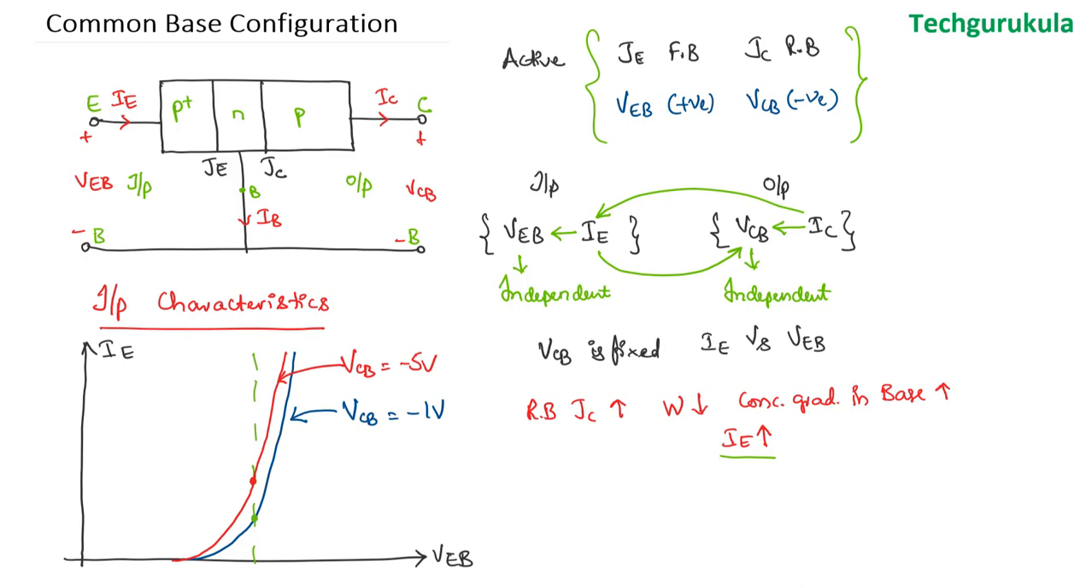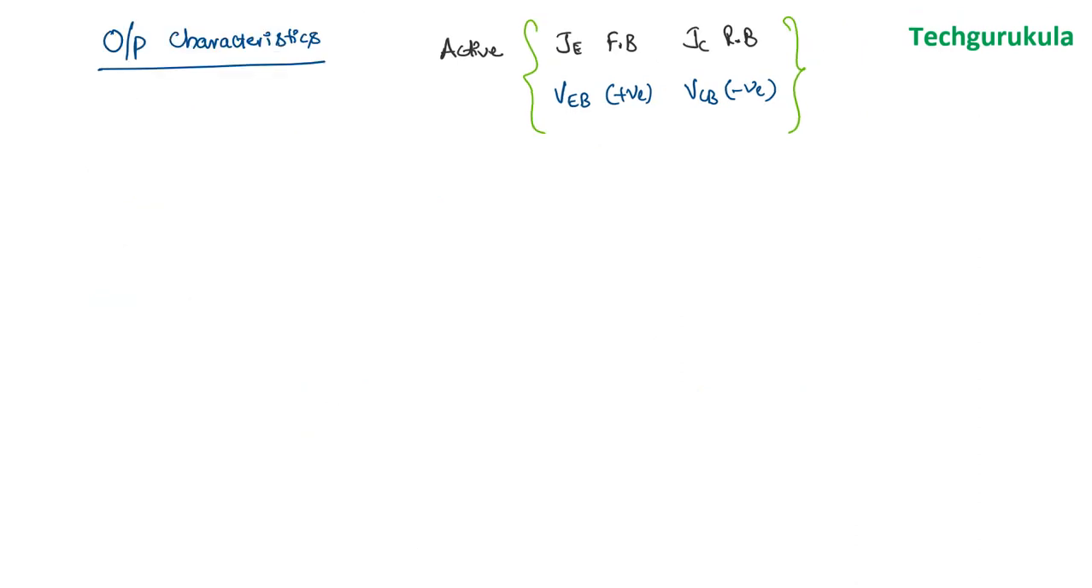Now let's move on to the output characteristics. When we think of output characteristics, we have to find IC variation with respect to VCB. But IC depends on IE. But we know for sure IE is not just depending on VEB, it depends on VCB also. Hence, in order to plot this in a simple way, we have to fix IE, not VEB. That's one of the reasons why we call the BJT a current controlled device, not a voltage controlled device. Hence, we are going to fix IE and find out how IC changes with respect to VCB.